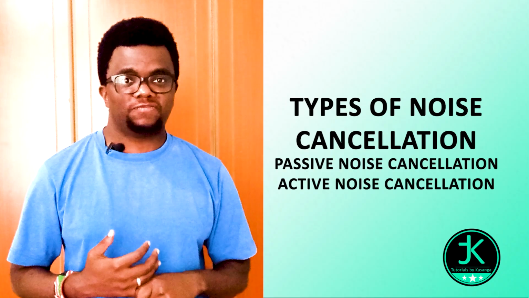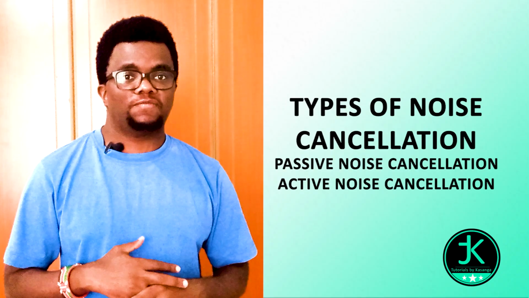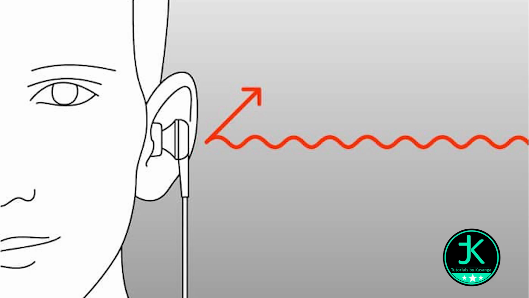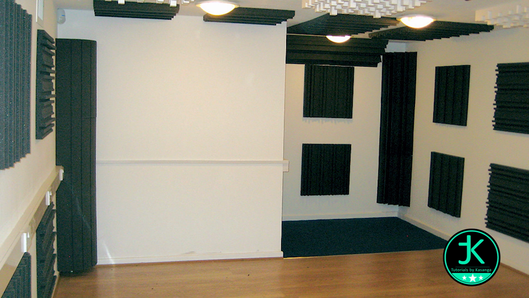And there are two types of noise cancellation. Number one, we have the passive noise cancellation, and number two, we have the active noise cancellation. The passive noise cancellation uses physical barriers that prevent the noise from being heard or being recorded. This implementation is very broad, and we see it in recording studios where there is padding on the wall that prevents outside noise from getting into the studio.